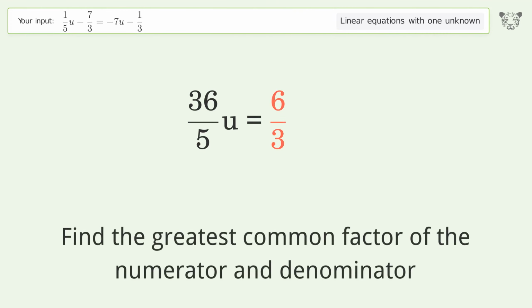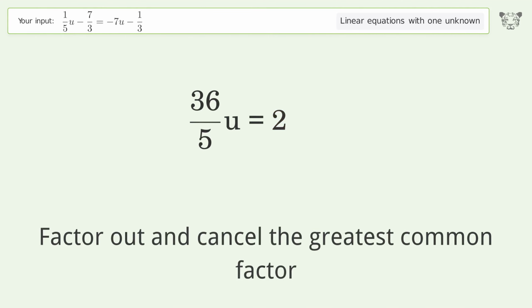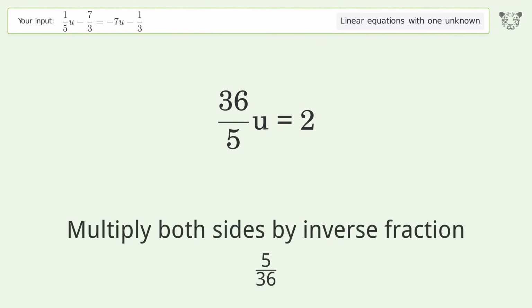Find the greatest common factor of the numerator and denominator. Factor out and cancel the greatest common factor. Isolate the u. Multiply both sides by inverse fraction 5/36.